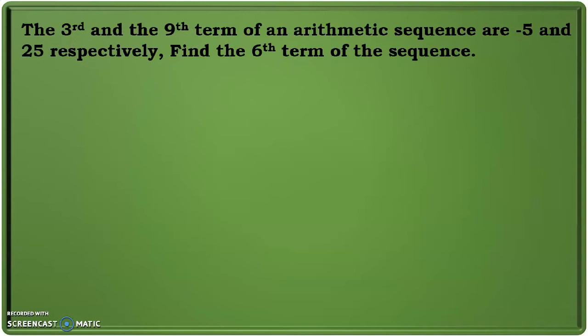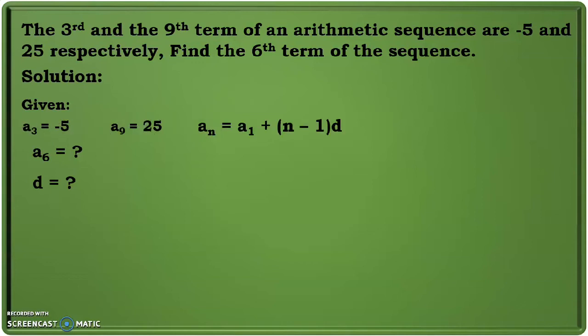The third and the ninth term of an arithmetic sequence are negative 5 and 25 respectively. Find the sixth term of the sequence. Write down the given. A sub 3 is equal to negative 5, a sub 9 is equal to 25. So here we are asked to find the sixth term of the given sequence. So a sub 6 is unknown, and of course we have to find first the common difference, using a sub n is equal to a sub 1 plus the quantity of n minus 1 times d.